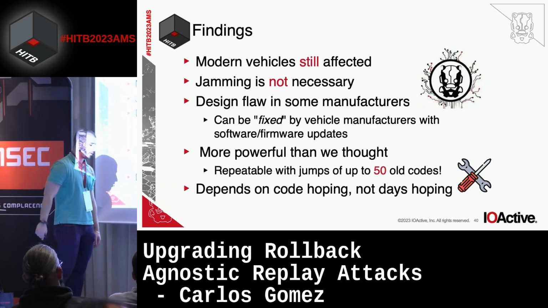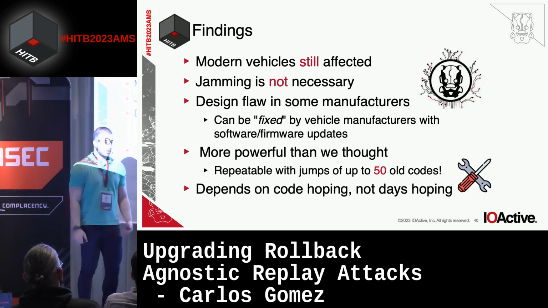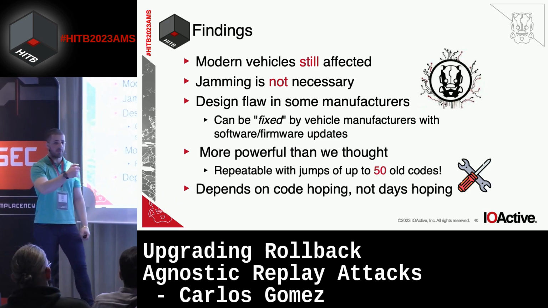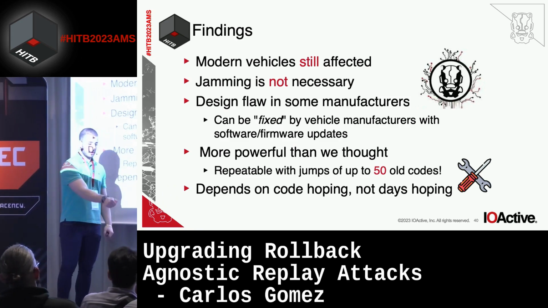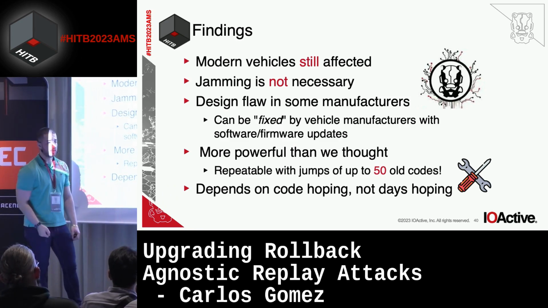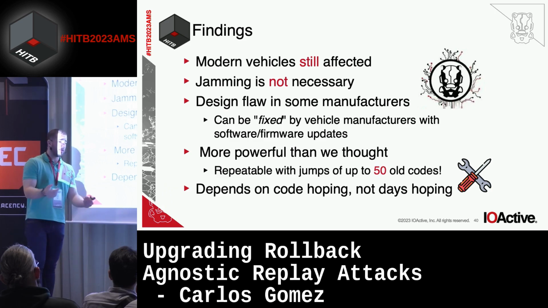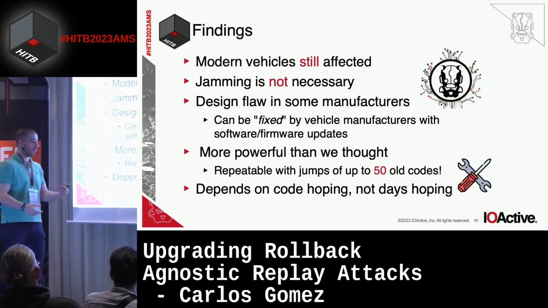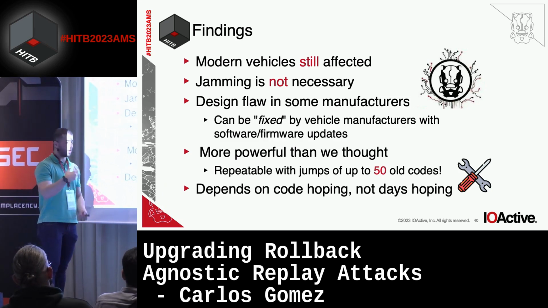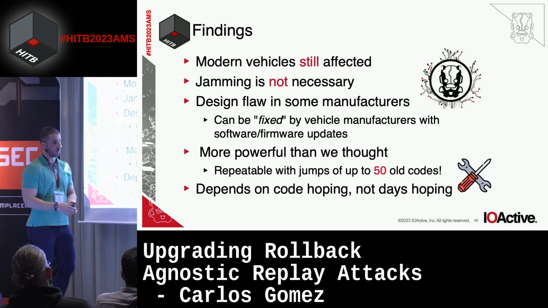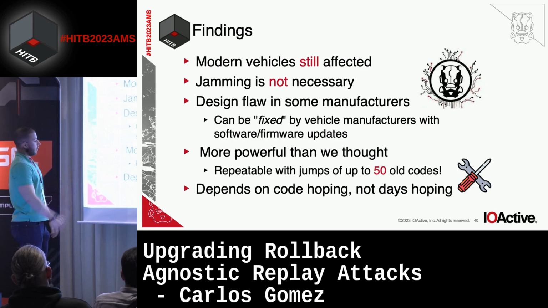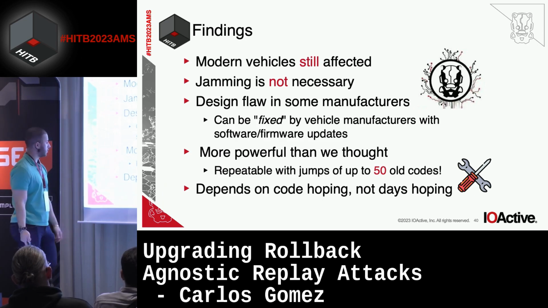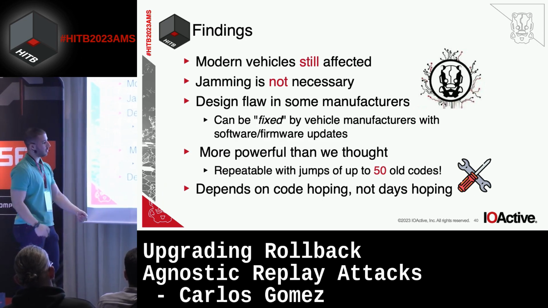If you go to the old manuals of vehicles, some of them said, okay, to resynchronize the key fob, you need to press the unlock button 5 times and then put the key into the door and open it. That's the way they resynchronized in the past. That's why modern vehicles are still vulnerable. And if you buy a new vehicle, you are not going to see in the manuals how to resynchronize the clock. It's more powerful than we thought because you can repeat with jumps of 50 codes, and it depends on code hopping, not day hopping.